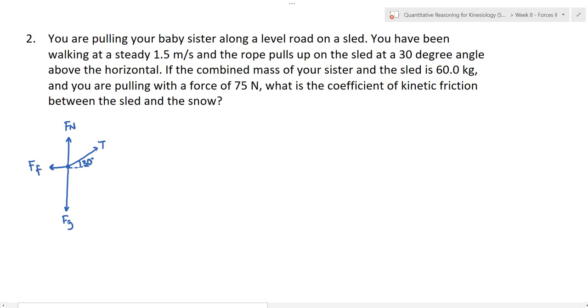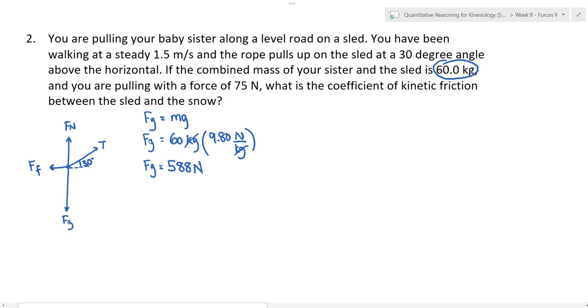Next, I want to actually calculate all the forces. So let's begin with force of gravity because that's always the easiest one, since Fg always just equals mg. So the mass is the mass of the object I drew the free body diagram of. That would be the sled with my baby sister on it. And it tells us in the question their combined mass is 60 kilograms. And g is 9.80 newtons per kilogram. Kilograms cancel, and I'll type this onto my calculator. 60 times 9.80, and I get 588 newtons. All right.